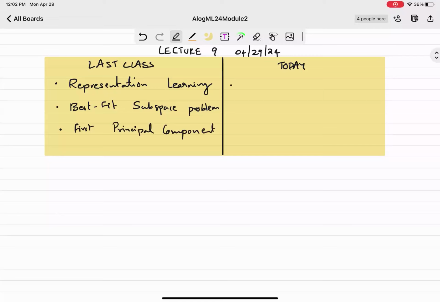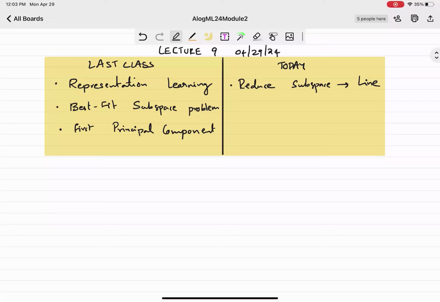Okay, and what we'll do today is to talk about how you can reduce the best fit subspace problem essentially to the best fit line problem. Okay, so you can think of it as a reduction: reduce subspace to line. Right, if you can solve the k equals 1 case, then you'll be able to solve the higher k case. That's what we are going to show.